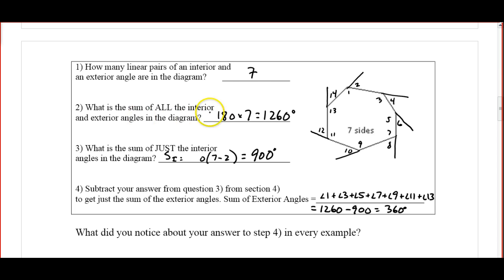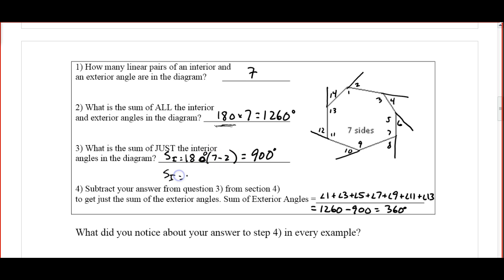So what's the sum of all the interior and exterior angles? Well, we have 7 linear pairs. Each linear pair is going to be 180. So that totals up to 1260 degrees. And then the sum of just the interior angles, so again, a little bit of review for us. It's going to be 180 times n minus 2.